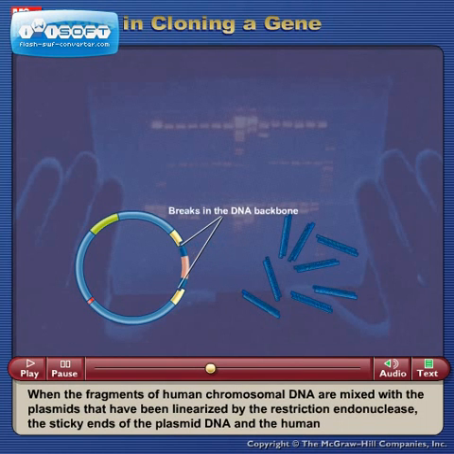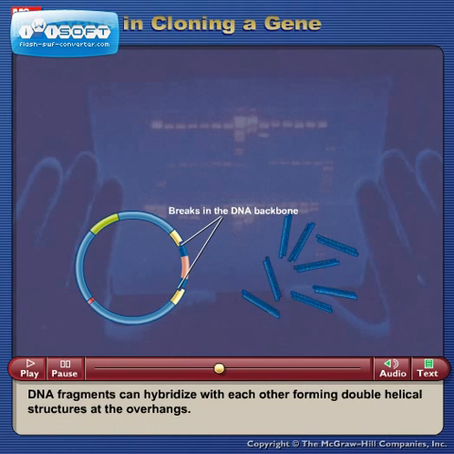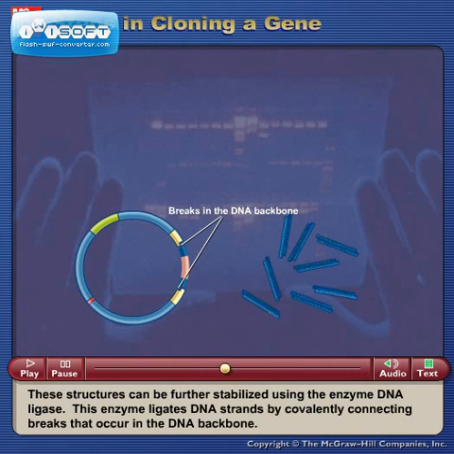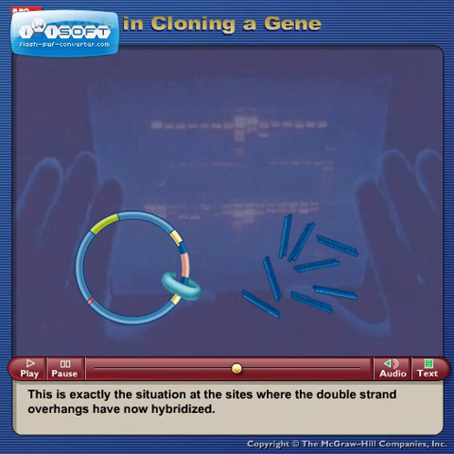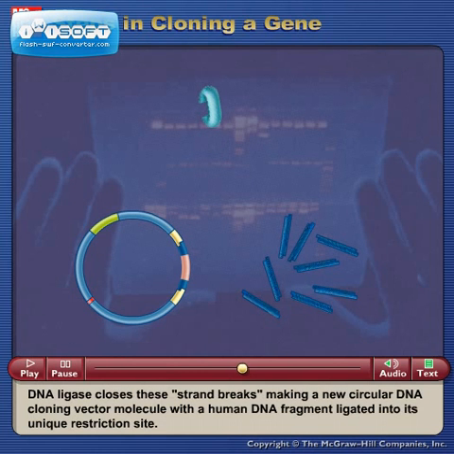When the fragments of human chromosomal DNA are mixed with the plasmids that have been linearized by the restriction endonuclease, the sticky ends of the plasmid DNA and the human DNA fragments can hybridize with each other, forming double helical structures at the overhangs. These structures can be further stabilized using the enzyme DNA ligase. This enzyme ligates DNA strands by covalently connecting breaks that occur in the DNA backbone. This is exactly the situation at the sites where the double-strand overhangs have now hybridized. DNA ligase closes these strand breaks, making a new circular DNA cloning vector molecule with a human DNA fragment ligated into its unique restriction site.